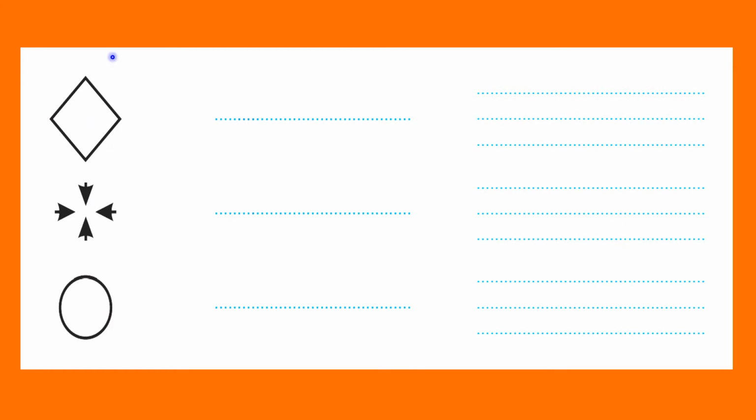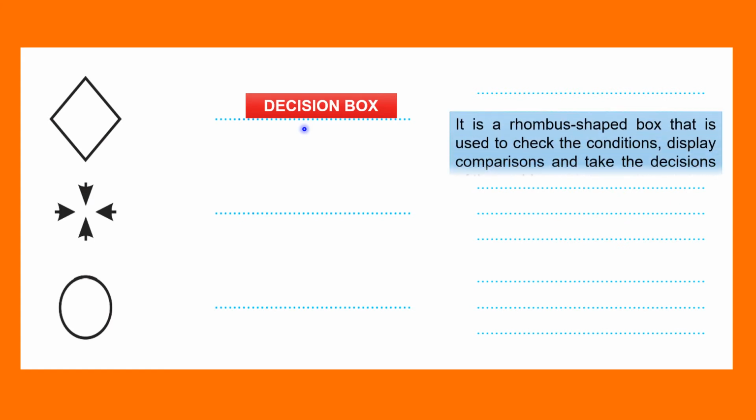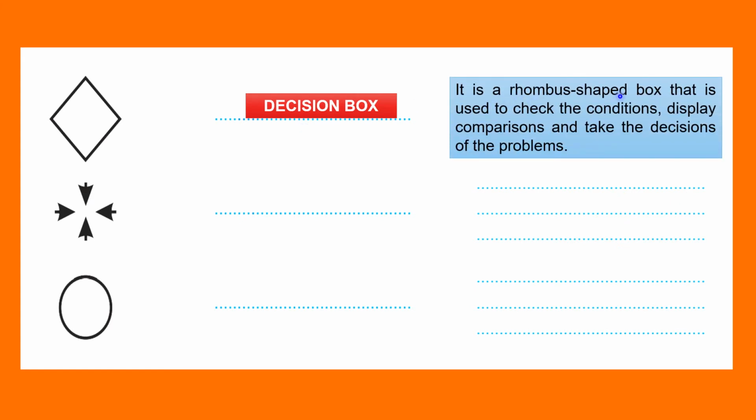Fourth symbol is rhombus shaped symbol. Name of this symbol is decision box, and its uses is it is a rhombus shaped box that is used to check the conditions, display comparisons, and take the decision of the problem. Whenever in a flowchart there is some decision, we have to take some decision or we have to compare some values, we always use this decision box.